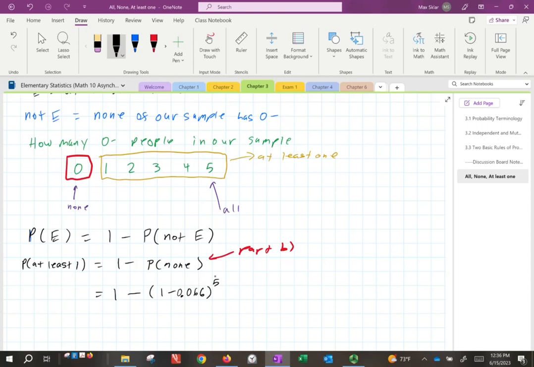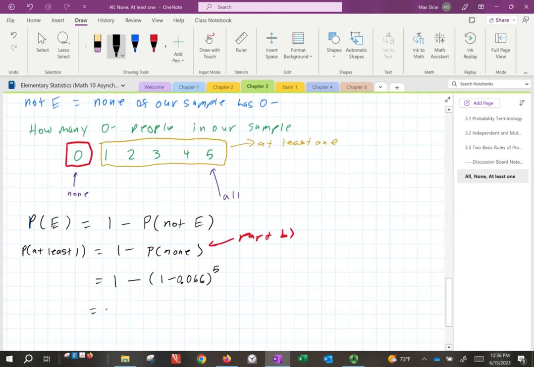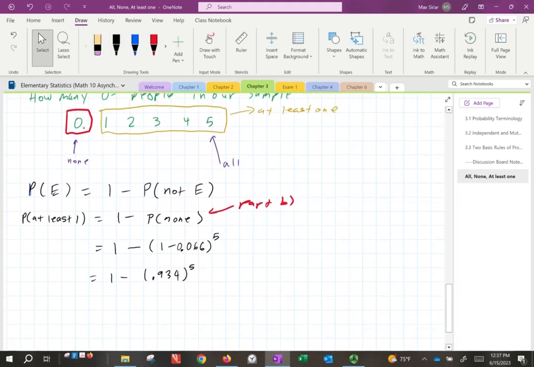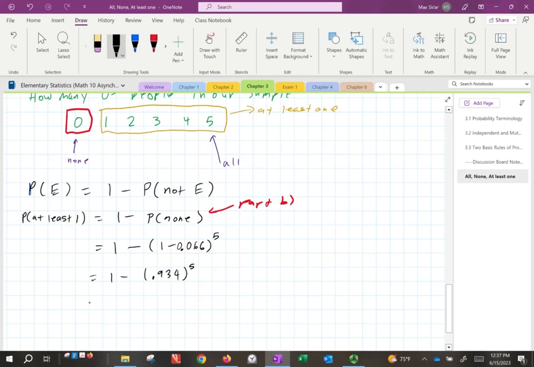And then this 1 minus 0.934 to the 5th power, the 0.934 to the 5th power, tells us the probability of none of our sample having O negative blood. And then the 1 minus is computing the complement of the none event. And the complement of none is at least 1. And I got a calculation for this one as well.